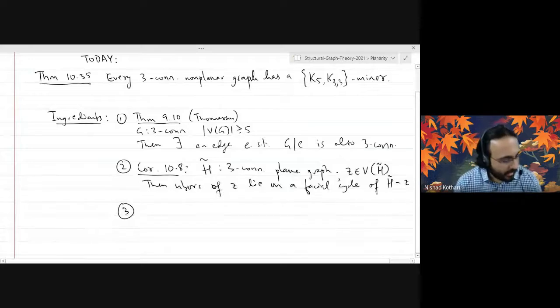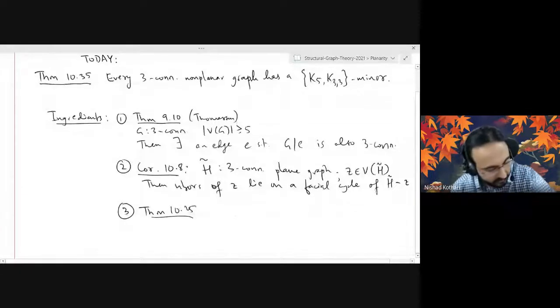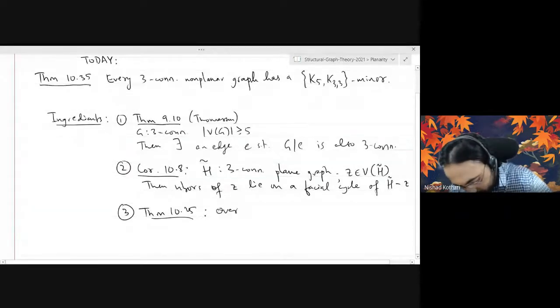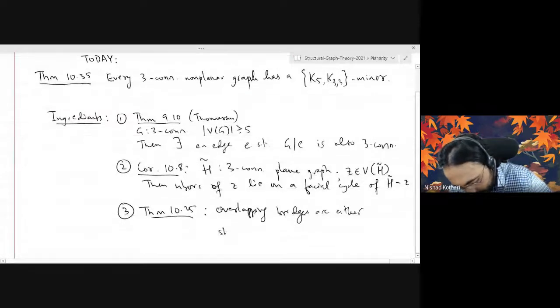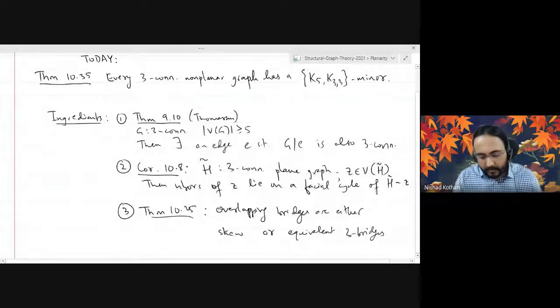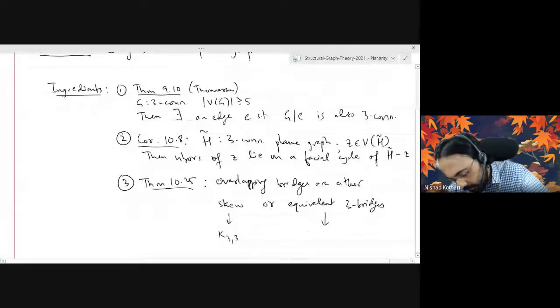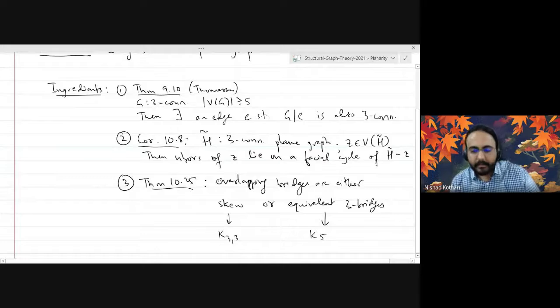Okay. And finally, we will also find useful theorem 10.25, which is that overlapping bridges are either skew or equivalent three bridges. And as you can probably imagine, when we have skew bridges, we'll get K33, and when we have equivalent three bridges, we'll get K5. Okay. So these are our main ingredients. All right.